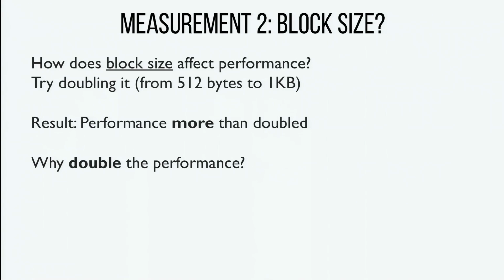Remember, it had just a 512 byte sector as its block size. They did an experiment where they just doubled the block size from 512 bytes to 1 kilobyte. What they found is that it did improve performance by more than 2 times. So why would that double your performance to increase the block size by a factor of 2?